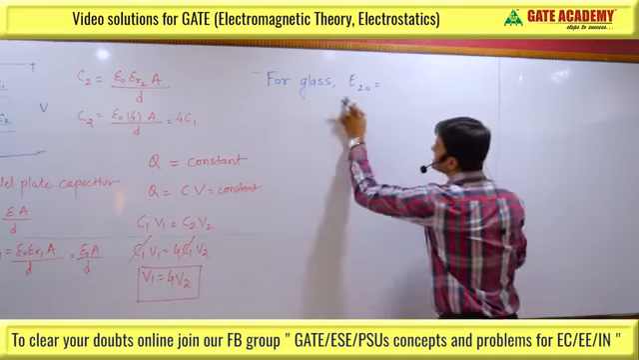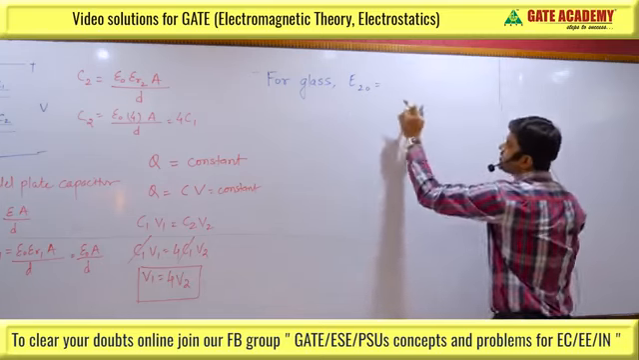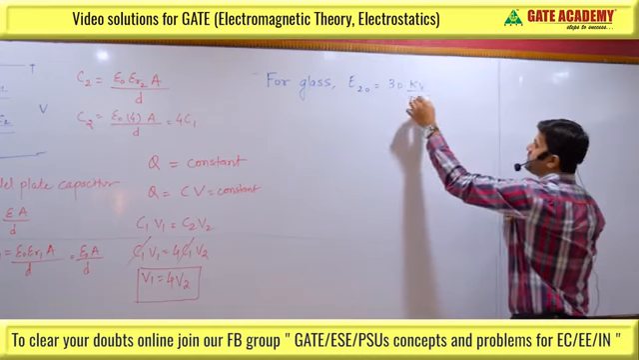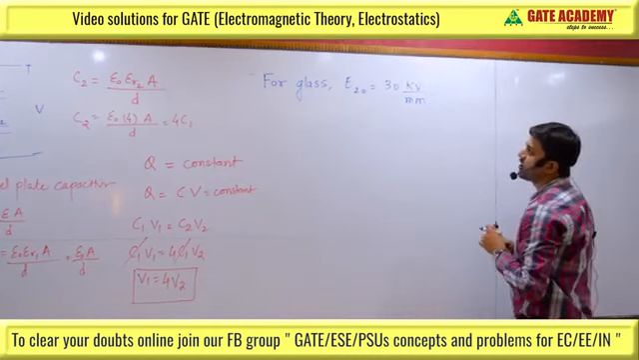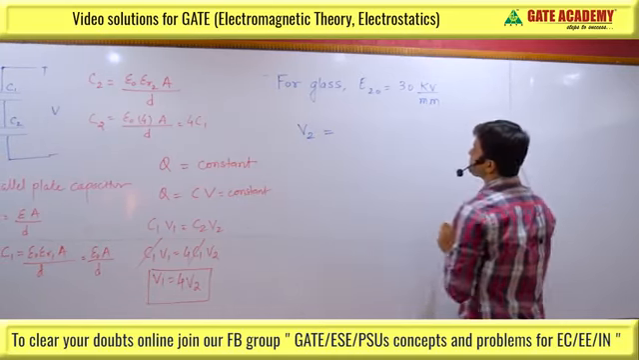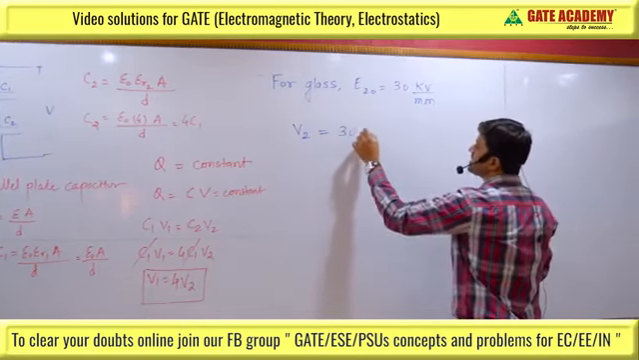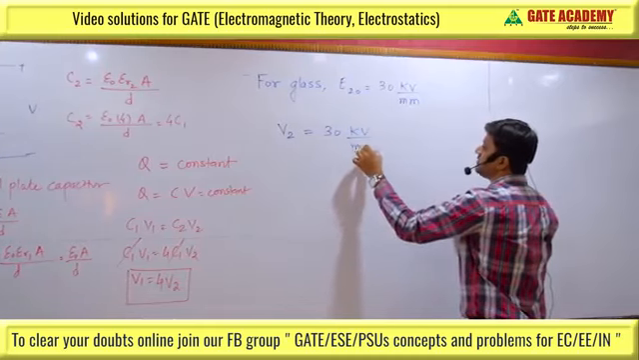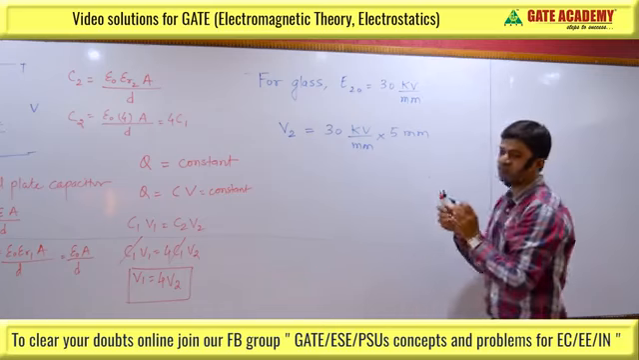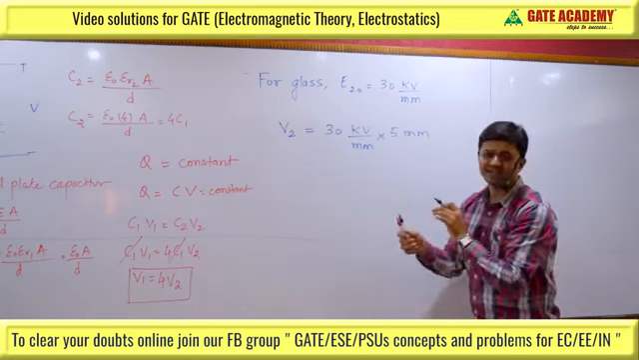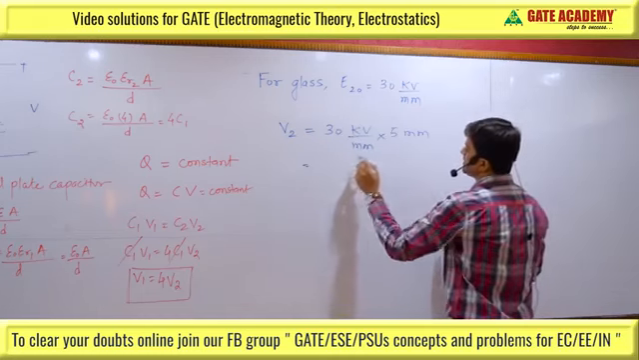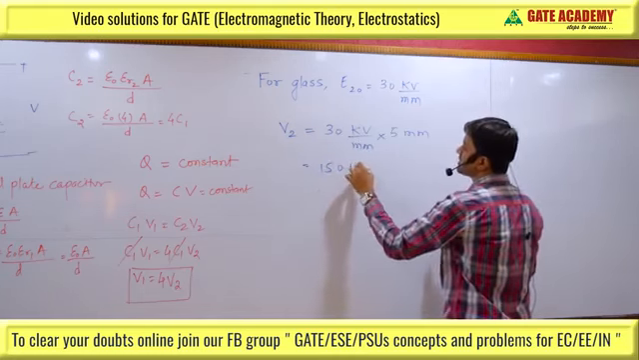So, for glass, the dielectric strength is E20, and this is given as 30 kilovolt per mm. So, accordingly, the potential drop V2 will be 30 kilovolt per mm into 5 mm. So, the voltage applied across the second capacitor is nothing but 150 kilovolt.